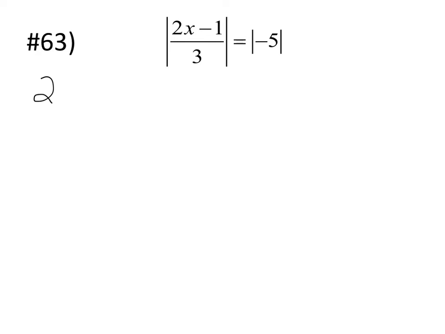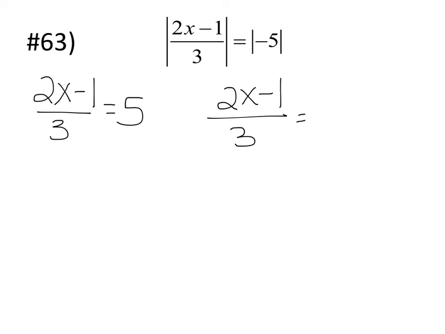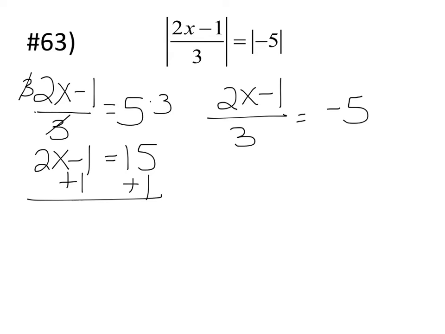Alright, so I have the absolute value of 2x minus 1 over 3 is equal to positive 5. And 2x minus 1 over 3 is equal to negative 5. So I'm going to multiply both sides by 3, leaving me 2x minus 1 is equal to 15. I'm going to add 1 to both sides. 2x is equal to 16. X is equal to 8.